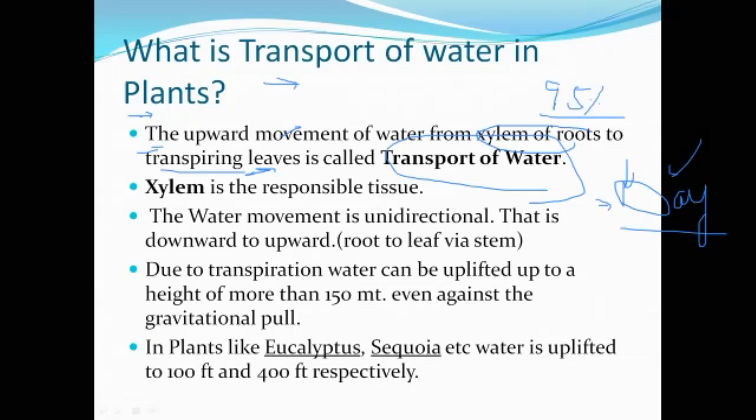occurs during the daytime. That data is the same as for absorption. 95% of the absorption was also taking place during transpiration. So both the passive absorption as well as the passive transport are done through transpiration.